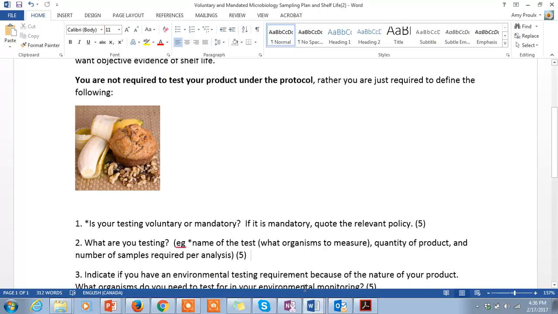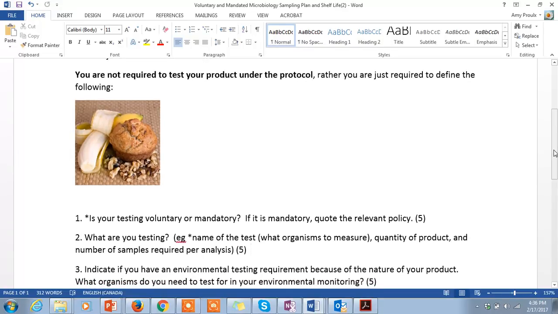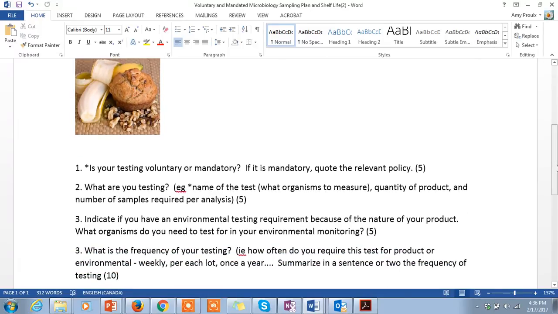Make sure to go and research the appropriate program to identify if there are mandatory testing requirements for your product. If you are in that non-regulated sector, like my banana muffins here, like certain baked goods, a variety of non-meat containing products, you may be doing voluntary testing. And that's okay. Just indicate that it is voluntary, but make sure you've researched it appropriately. Secondly, make sure you identify what you are going to be testing. And so make sure to refer to the appropriate documentation.